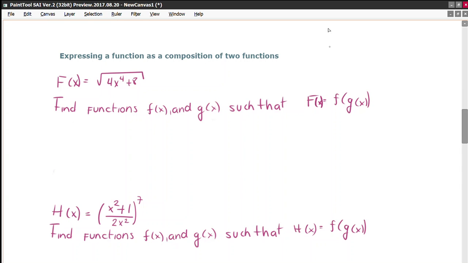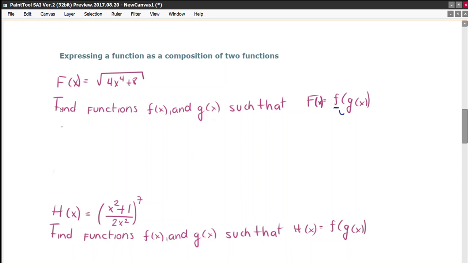Now we're going to work with expressing a function as a composition of two functions. So in this type of exercise, I'm giving you a random function and I want you to find two functions such that if I evaluate one in the other, I will get the main original function. The trick or key for these exercises is to identify the big picture function and then what is inside of it. So in example F, notice what is my big picture function.